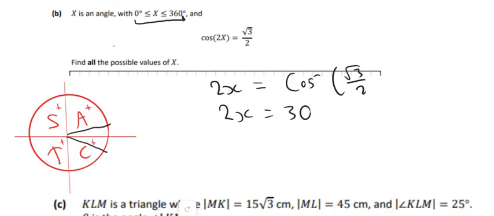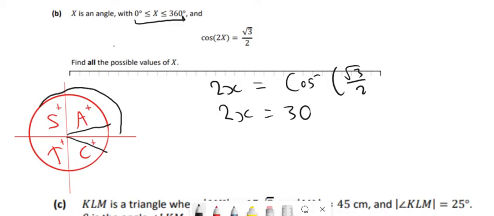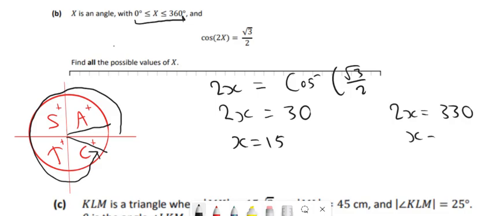The first one would just be 30, like we have there. The second one would be this angle here, from here all the way around to here. That would have to be 360 take away the 30, just because you're taking away that little bit in there. So therefore 2x is equal to 330. That's the other one. If I find out what x is, then x is equal to 15 for that one, and then x is equal to half of 330, that'd be 165. That's two of our answers.